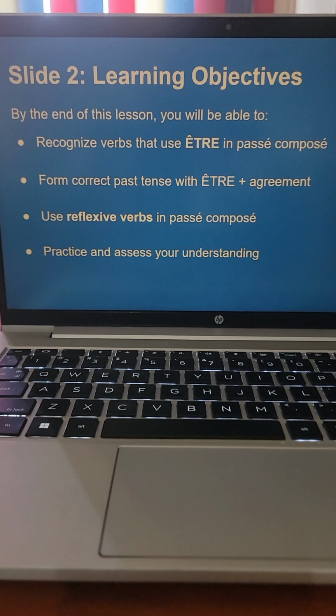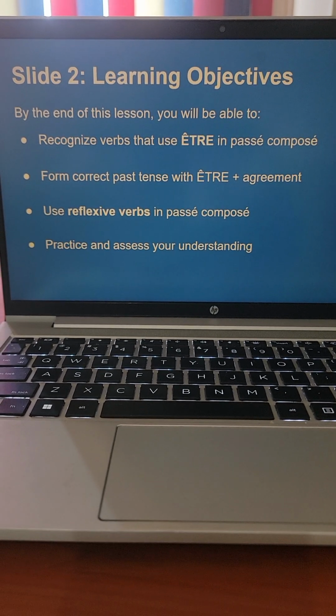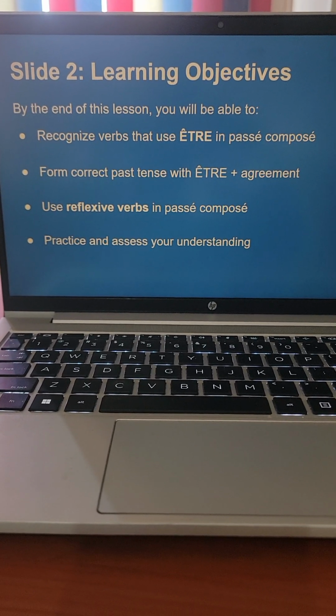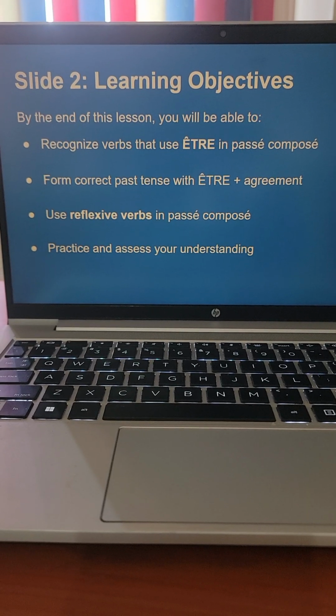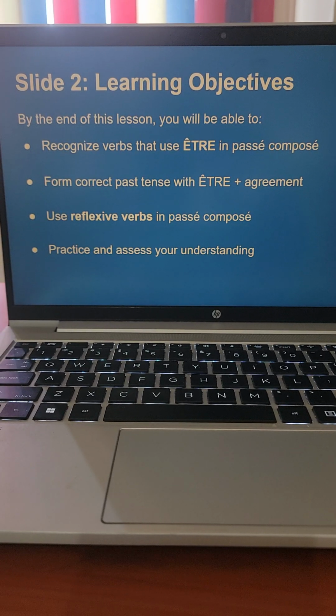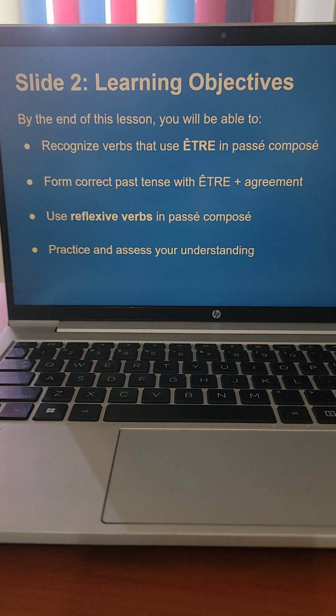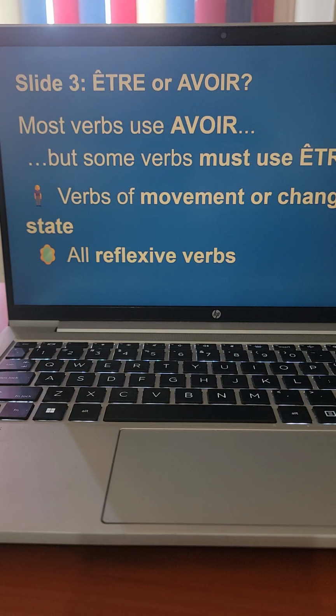And then the objectives are there. By the end of this lesson, you will be able to recognize verbs that use être in passé composé. Form correct past tense with être plus the agreement. You'll see what I mean by agreement. Use reflexive verbs in passé composé. Practice and assess your understanding.